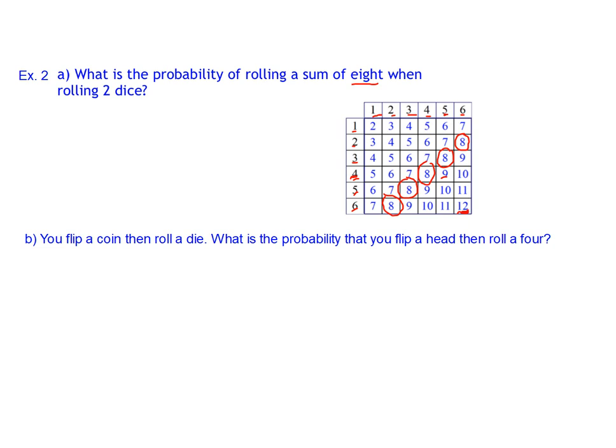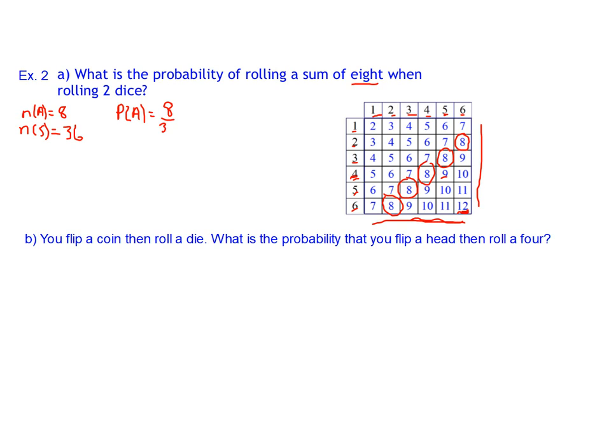So the question says, what is the probability of rolling a sum of 8 when rolling 2 dice? Well, the number of ways that we can get an 8, number of ways that desired outcomes are equal to 8. The total number of outcomes, so the total number of ways that we could roll 2 dice, is just how many entries are in this table over here. So the table is 6 by 6, so there must be 36 possible outcomes. So the probability of getting a sum of 8 is equal to 8 over 36.